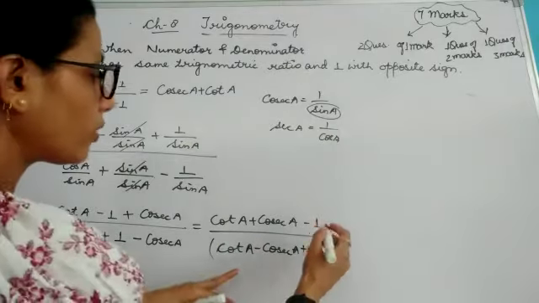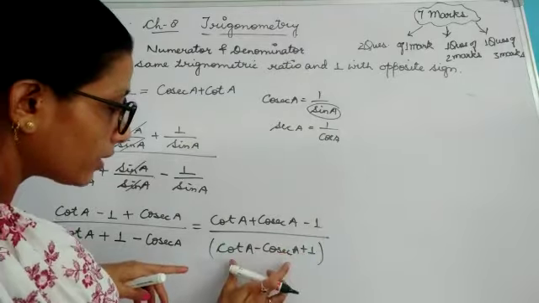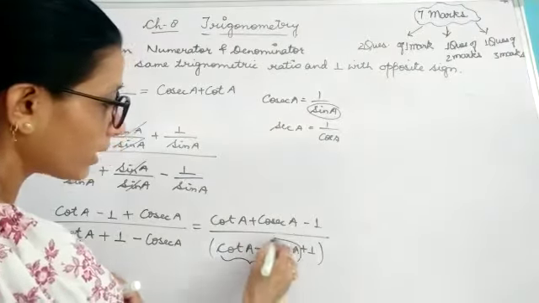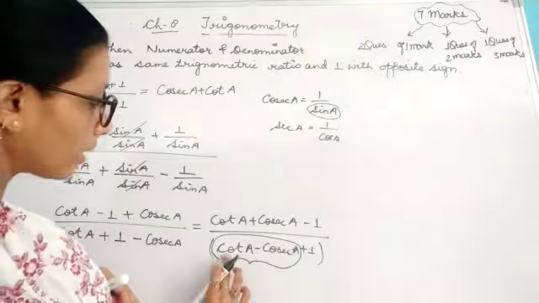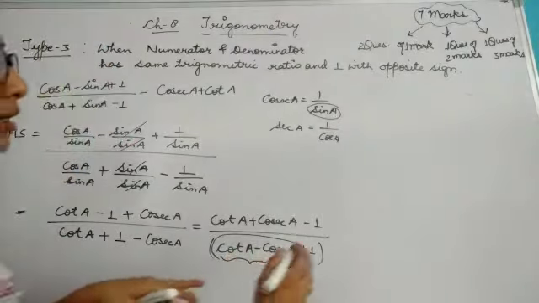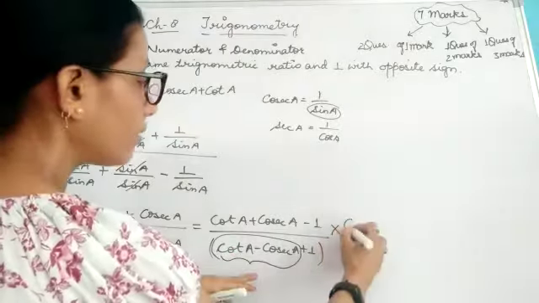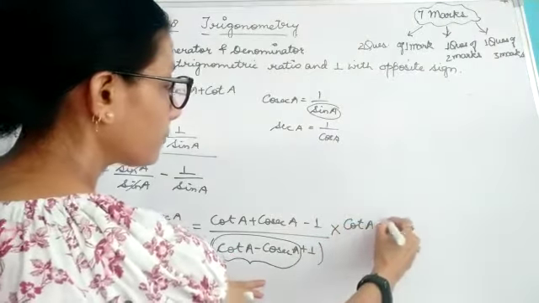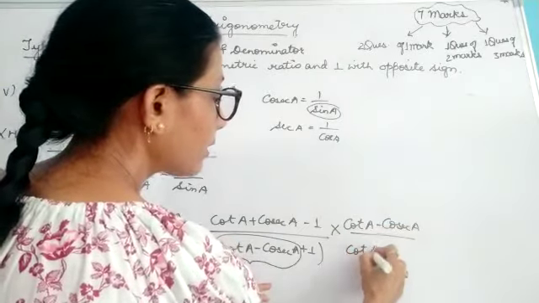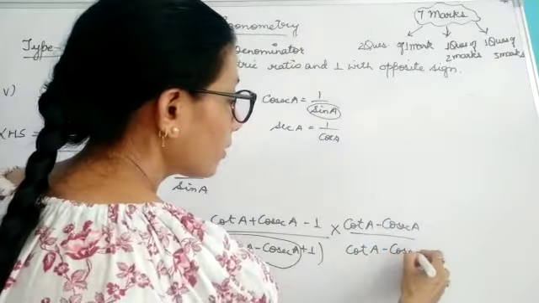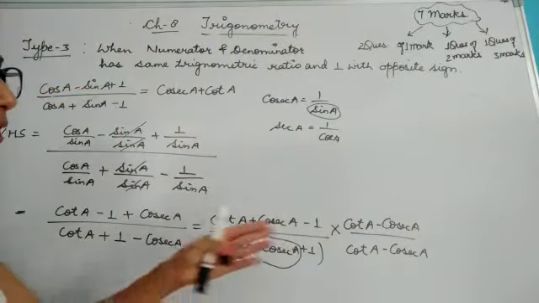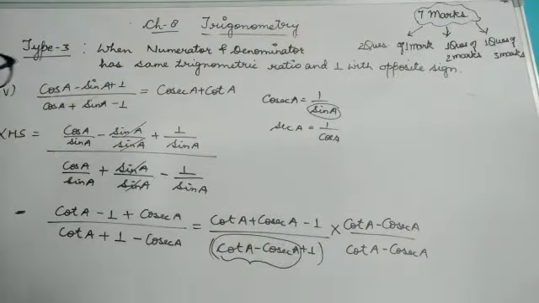Now children, what you have to do here, whatever thing you are getting over here, that means cot A minus cosec A, I am not taking plus 1. I am just taking cot A minus cosec A. Whatever things you are getting here, you multiply and divide with the same thing here. It doesn't matter if you are multiplying and dividing with the same thing, your question will remain unchanged. If you are multiplying and dividing with the same thing, then the question will remain the same.